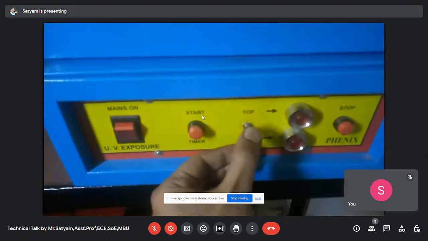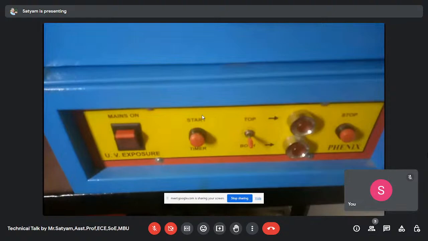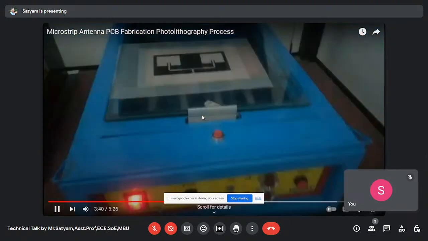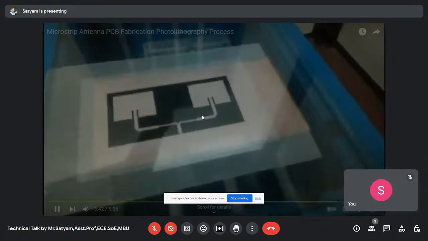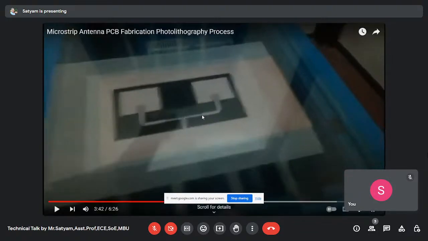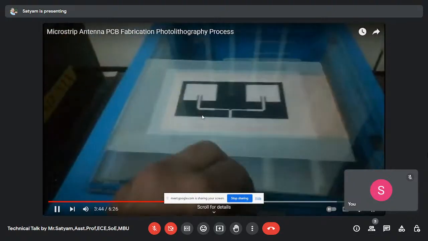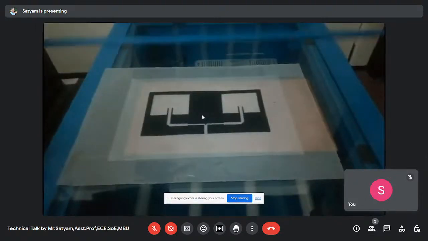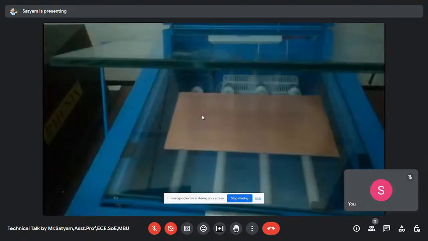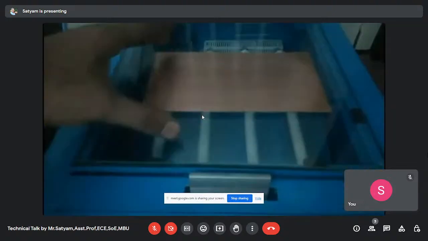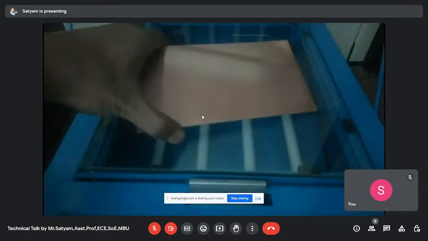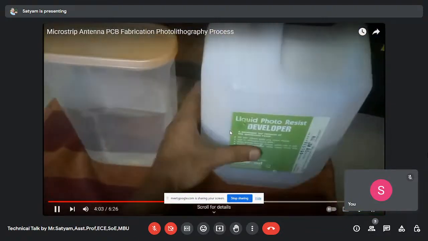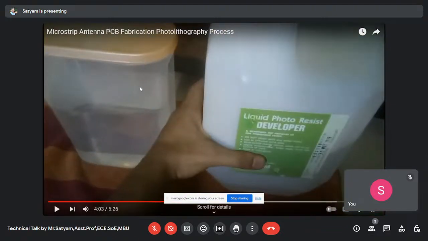Here we are doing the both side exposure, and a timer of 2 minutes is set using the start button. So just image, and image will not be visible, right? It should be developed, then it should be post baked. You will see this. After 2 minutes, take out the PCB from exposure unit. So this is the developer. This liquid has been given negative photoresist, right?